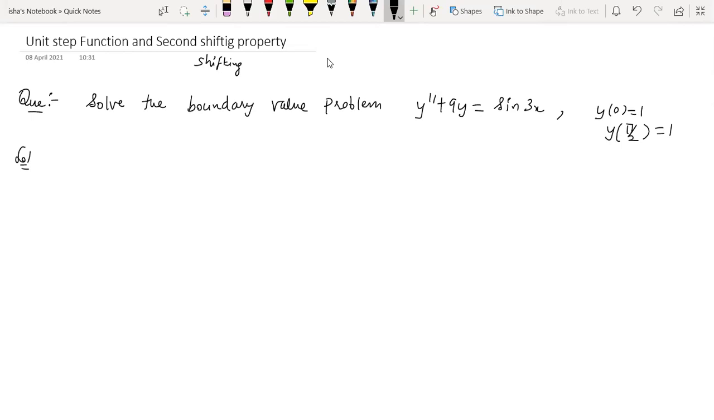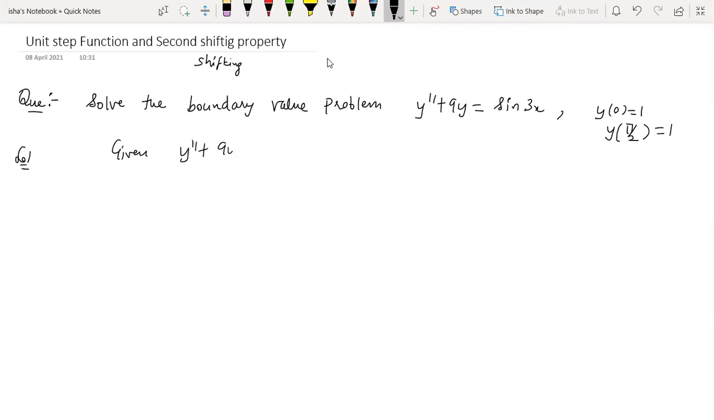There is not any different technique specifically because this is a boundary value problem. The technique is the same as we use to solve initial value problems using Laplace transform. We will follow the same technique, and I will show you where you have to bring that change. So this is what is given to us.